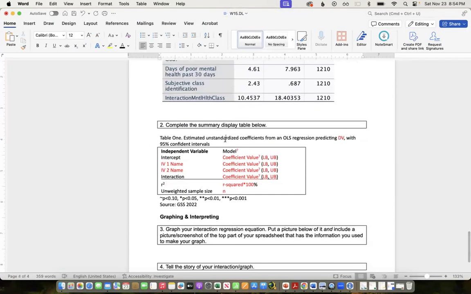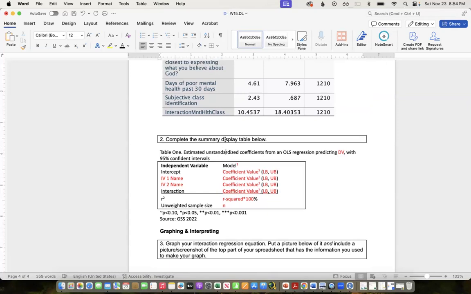So now we're going to complete a summary display table. We could complete one in the spreadsheet that the book has linked to, with four different columns, one for each bivariate: class and theism, mental health and theism, and then a multivariate or full model with both mental health and class, and then the interaction. Just to keep it simple, we're just going to do the interaction model here. But again, I'll show you that graph of the multivariate one without the interaction.